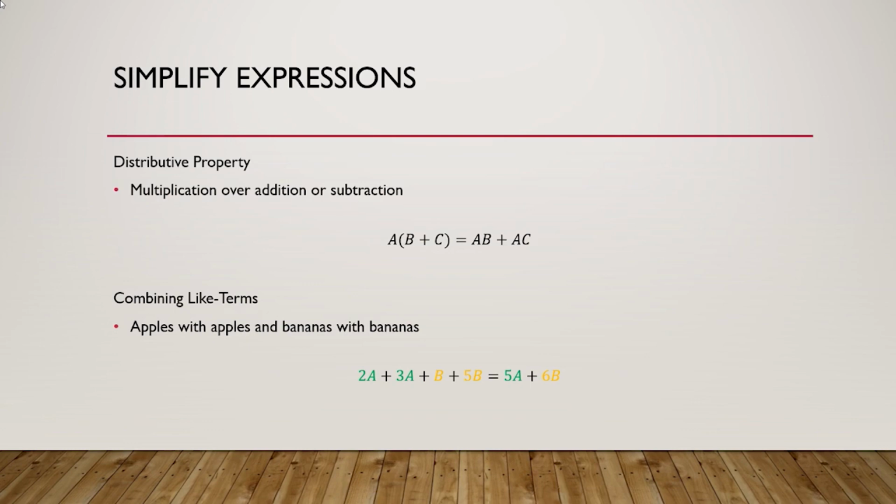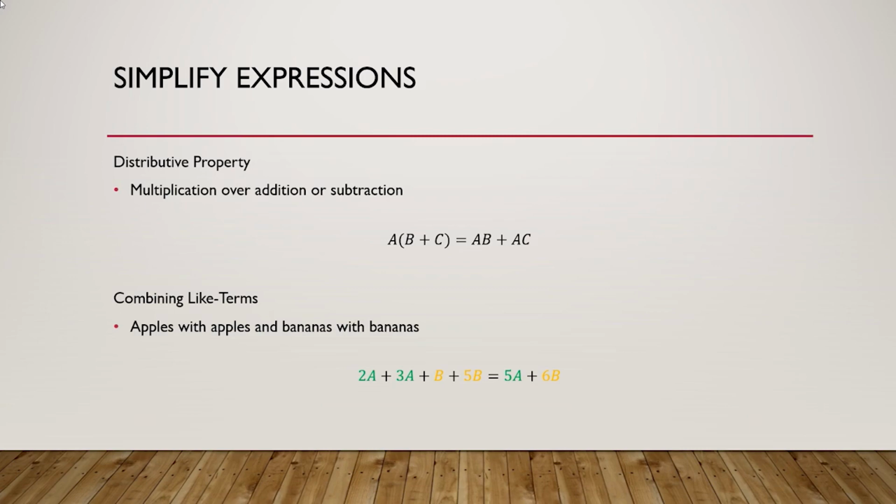Whoops. I guess that was it for examples. Here's another one on expressions. Now, when you're simplifying expressions, two things to remember. One is the distributive property, and I'll show you how that works. Distributive property is multiplication over addition or subtraction. So whatever is being multiplied, you share it to what's inside those parentheses, to each term.